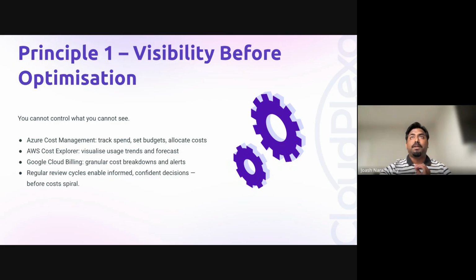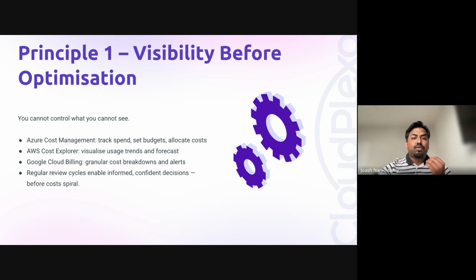The first principle being visibility before optimization. One of the biggest mistakes organizations make is trying to optimize cloud costs before they fully understand where their money is going. Imagine trying to reduce your household expenses without knowing what you're spending each month. You wouldn't know where to start. Cloud is exactly the same.